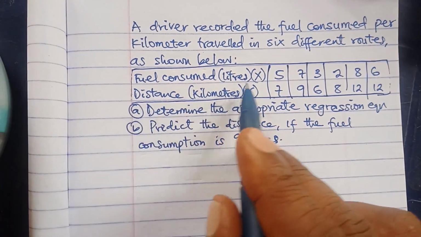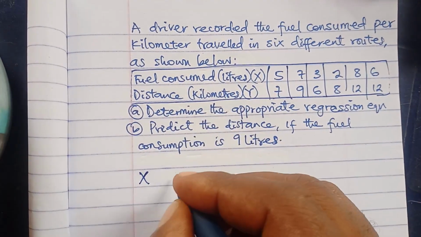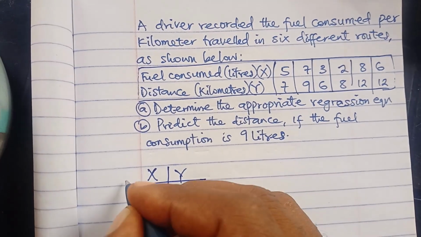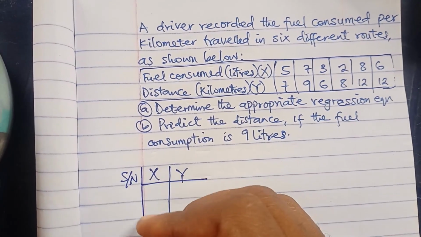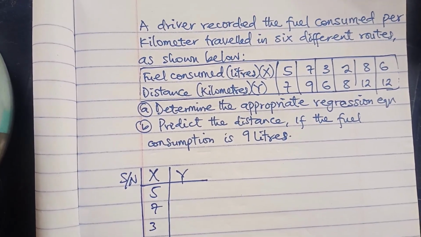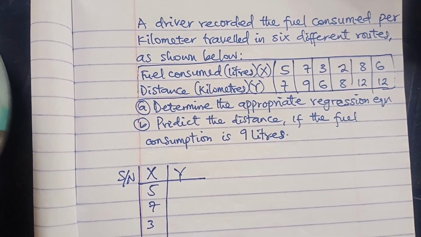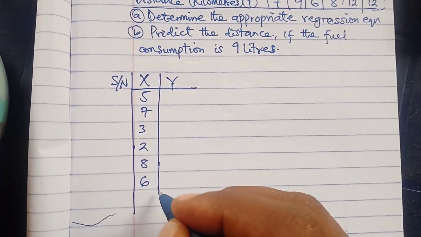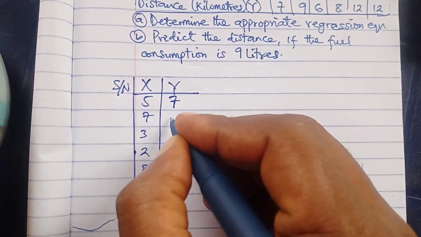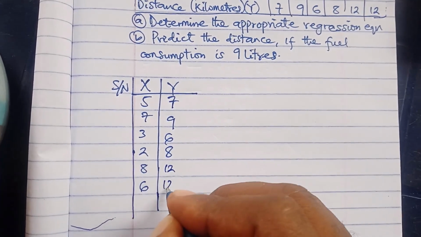Now we notice that the fuel consumption is x, so we put it, and the distance is y, so we put it. We put the table, serial number. So we have 5, 7, 3, 2, 8, and 6. And we have 7, 9, 6, 8, 12, and 12.